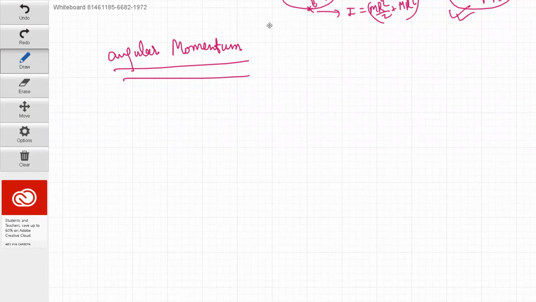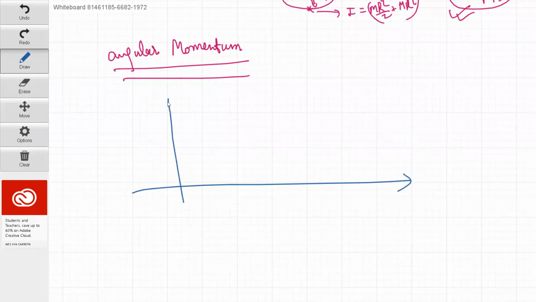So what do you mean by angular momentum? Suppose, dear student, this is the x-axis, this is the y-axis. This is the intersection of the x-axis and y-axis. Suppose there is a point moving in this direction with velocity v and its mass is m. Suppose this one is the r vector.